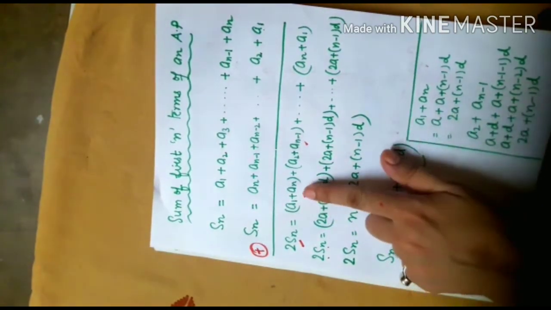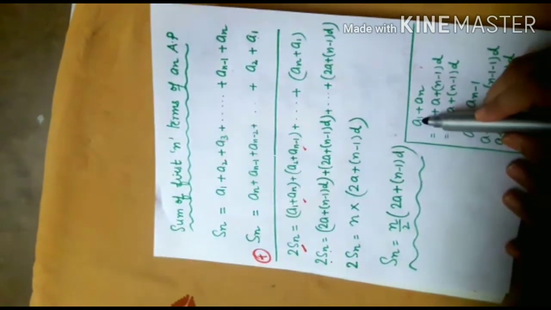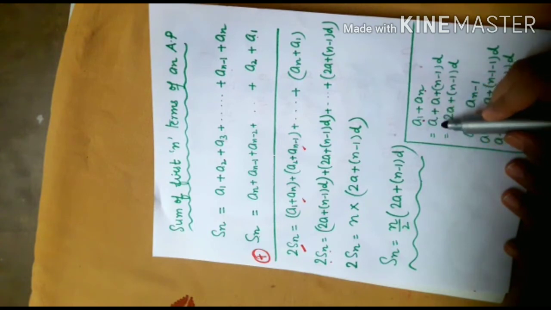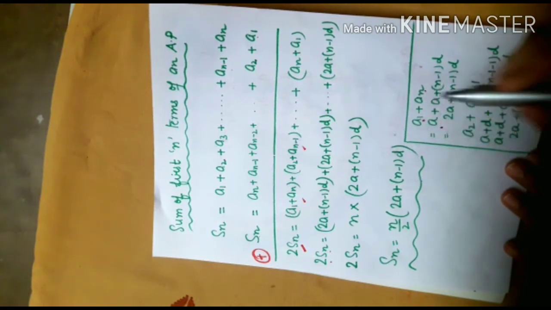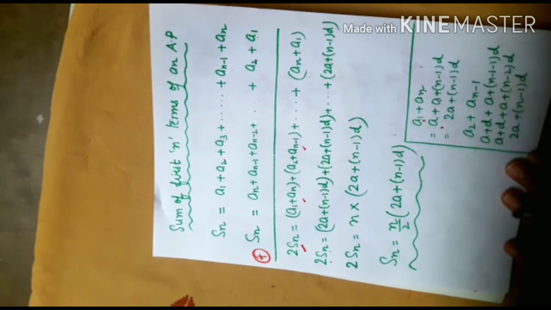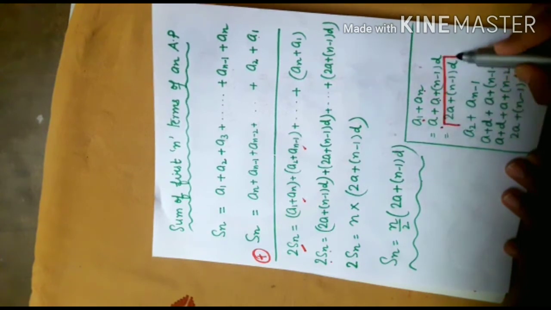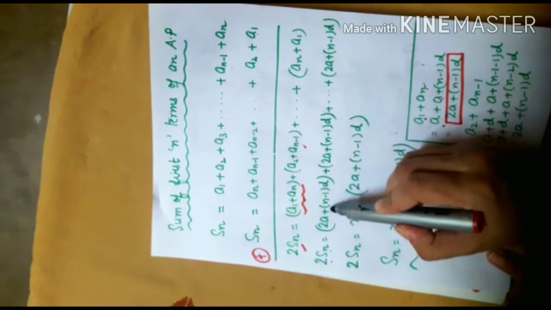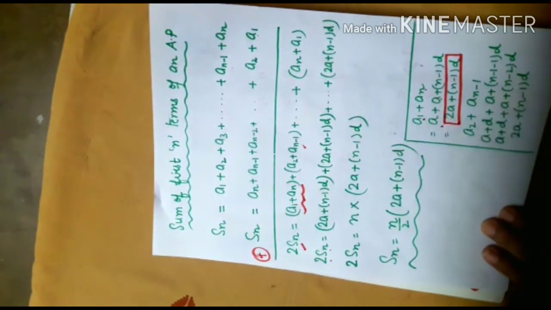Now take the first bracket, A1 plus An. A1 is the first term. First term of the AP is a. An will be a plus n minus 1 into d. So I'll get 2a plus n minus 1 into d.